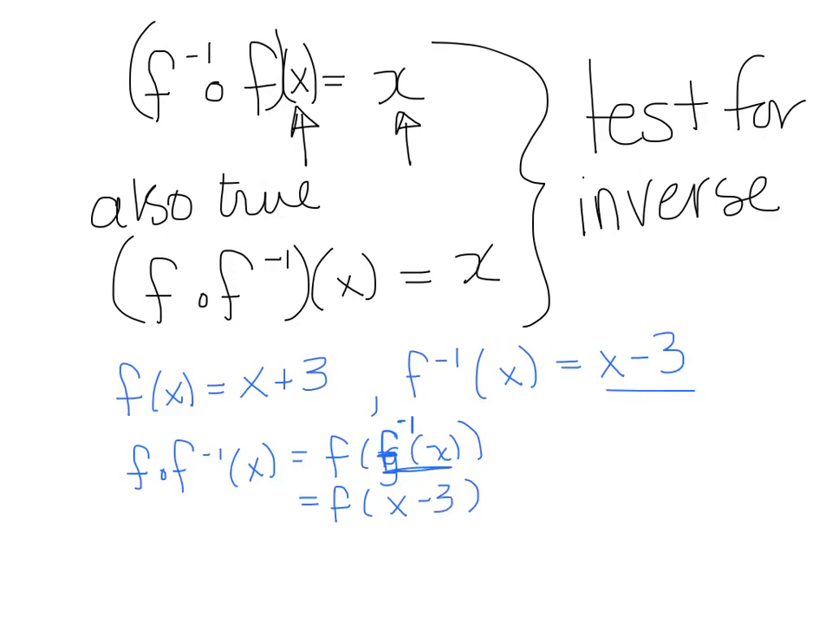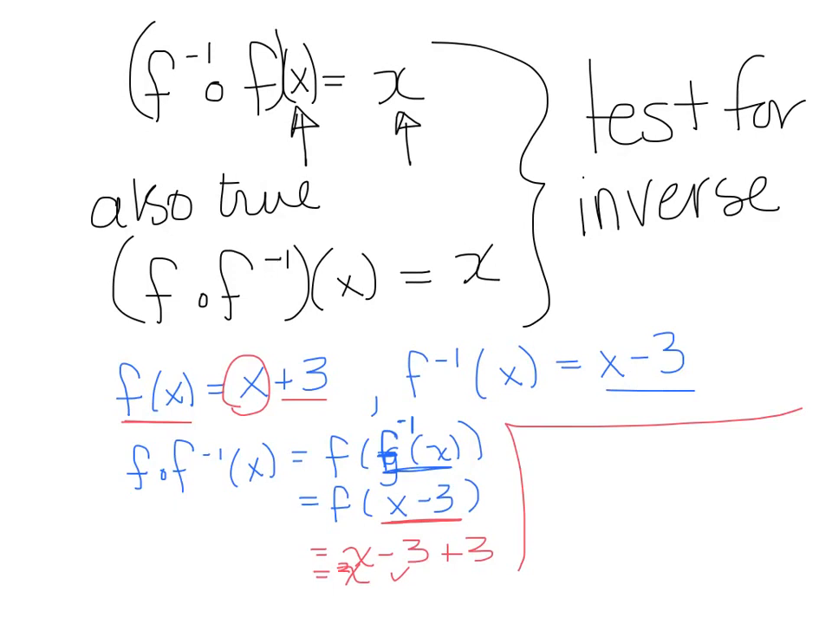And now I go back to the f function, and I will replace x with the new input, x minus 3. So this x gets replaced with x minus 3, and then I have to do the plus 3, and lo and behold, that whole thing is equal to x. So I took a composite and it equals x. I'm good. It's great. Now, I do have to check both of them to make sure it works both ways.